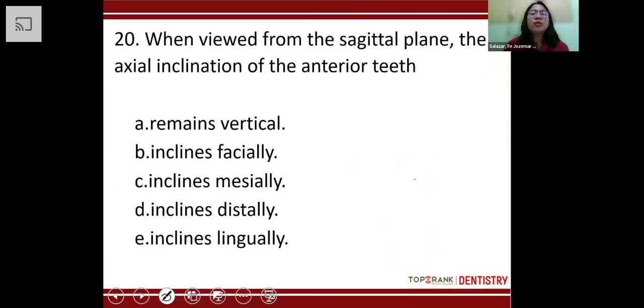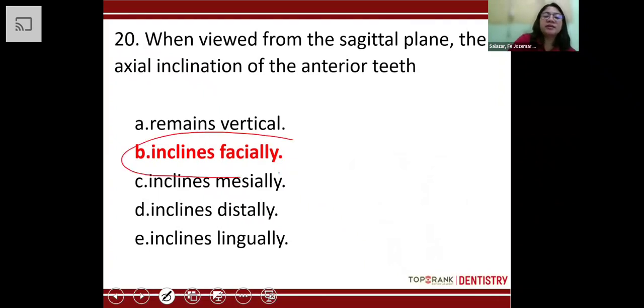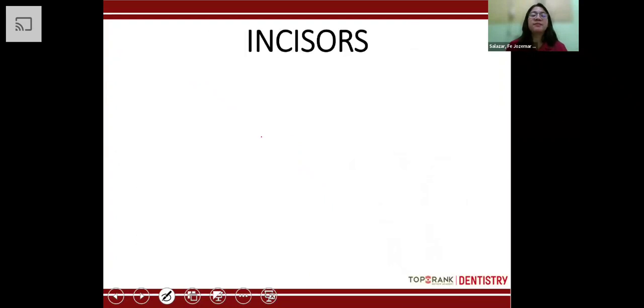Now, number 20, when viewed from the sagittal plane, the axial inclination of anterior teeth, saan sila naka-incline? Vertical, so straight lang? Eh, inclined nga, so wrong. Facially, mesially, distally, or lingually? Yes, very good. They are inclined facially. Letter B. Number 20, the correct answer is letter B.